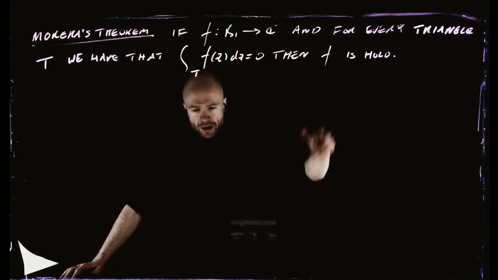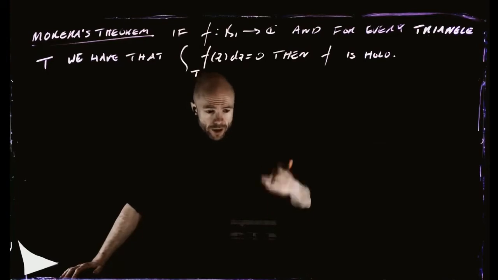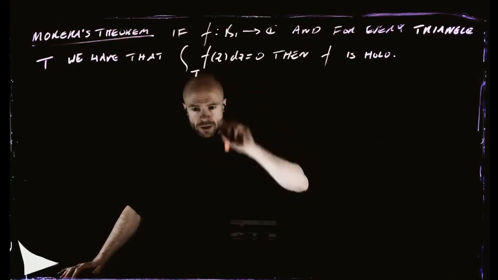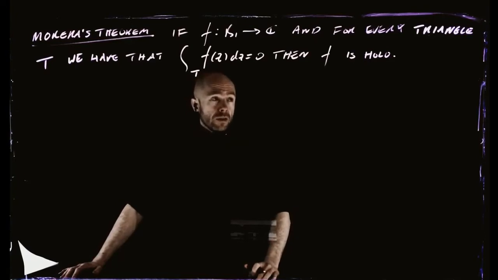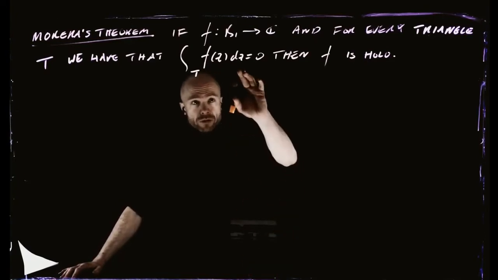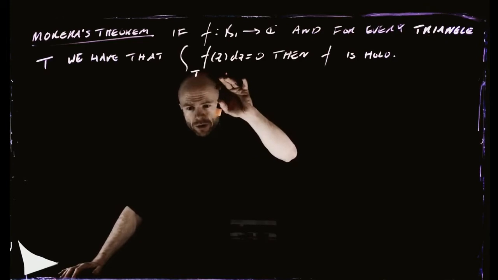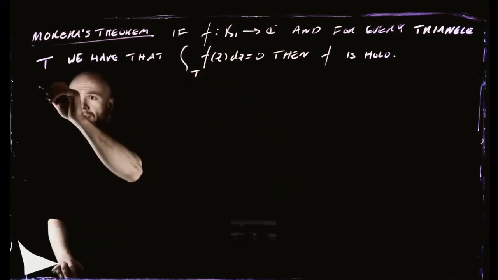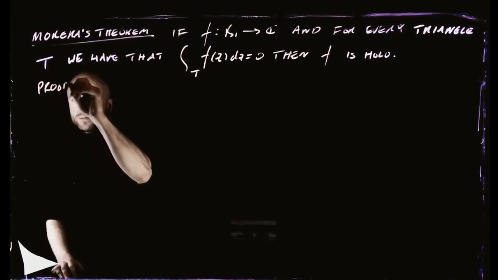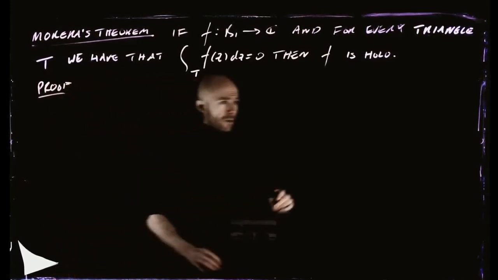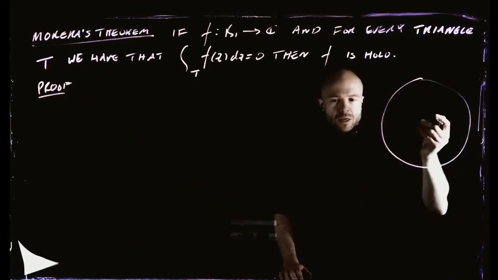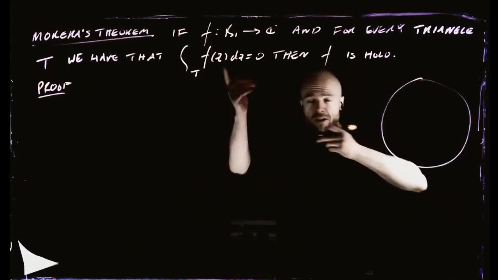Okay, and you had this for homework for the special case when we just had equilateral triangles, but via a different method, we're going to prove this under the stronger hypothesis that we have all triangles. Okay, and this is how we're going to do this. So proof. So we have our ball, and we have that for every single triangle, the integral is 0.